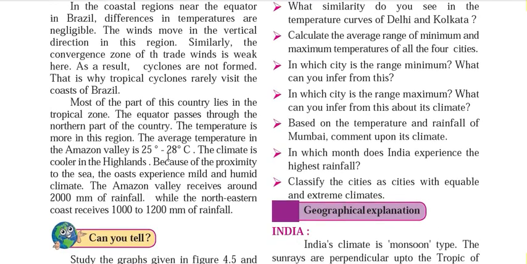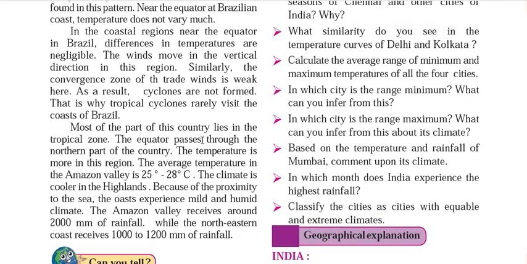So let's see here. Most of the part of this country lies in the tropical zone. The equator passes through the northern part of the country. The temperature is higher in this region. The average temperature in the Amazon Valley is 25 degrees Celsius to 28 degrees Celsius. The climate is cooler in highlands because of the proximity of the sea. The coast experiences a mild and humid climate. The Amazon Valley receives around 2000 mm of rainfall, while the northeastern coast receives 1000 to 1200 mm of rainfall.